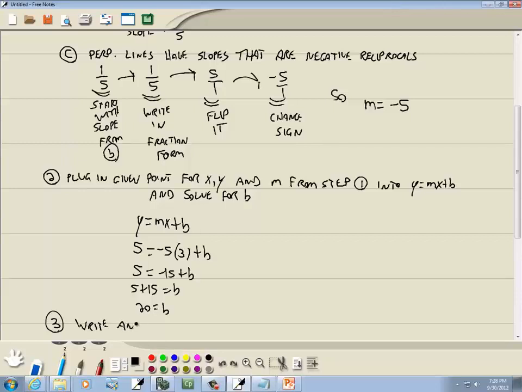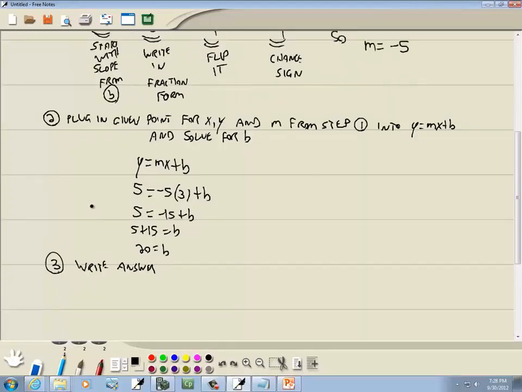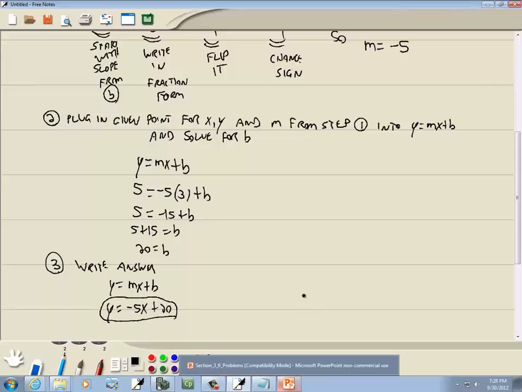And we can't forget to actually write our answer. That's step 3. That's where you take the slope you found in step 1 and the b you found in step 2 and put it into your answer. So y is equal to mx plus b. And we said m was -5 and b was 20. So our answer is y is equal to -5x plus 20.